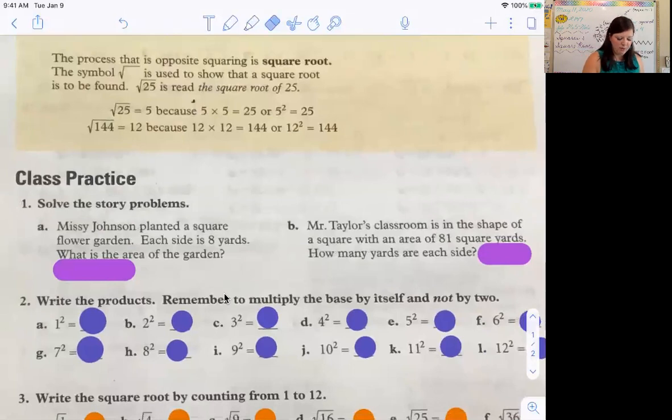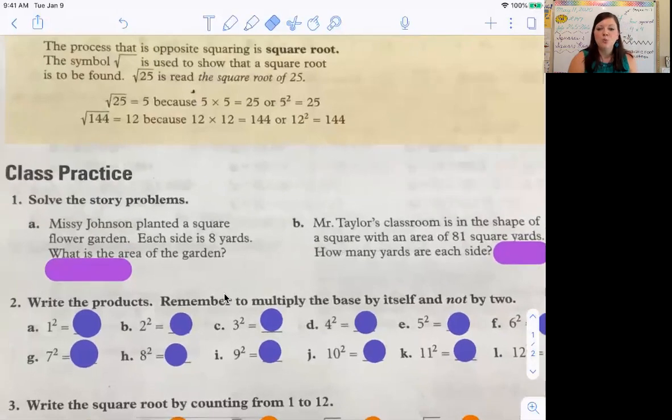Let's do this together, shall we? Pencils ready? Here we go. Let's read these together, okay? First, I'm going to read the instructions. It says to write the products. Remember what a product is? The product is the answer to a multiplication question. Write the products. Remember to multiply the base by itself, not by 2. That's very important. Remember to multiply the base by itself and not by 2.